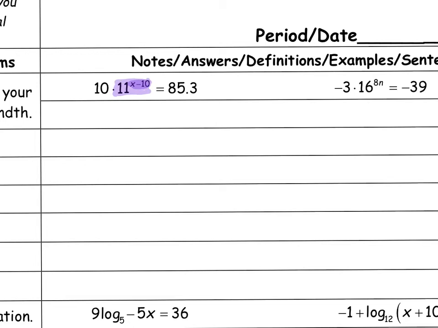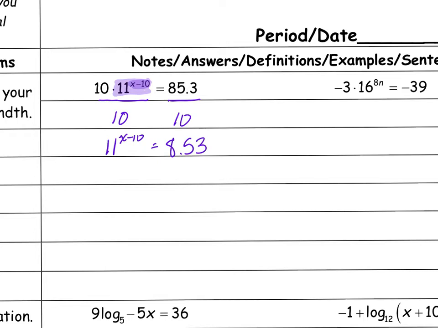So how do I get that by itself? Well, it says 10 times that, so I'm going to divide by 10. And I get left with 11 to the x minus 10 equals 8.53. And I went ahead and divided that because it's already a decimal, so it's okay that I have a decimal. And when I divide by 10, it's not going to give me some unending, non-repeating decimal, so it just gives me a nice 8.53. That's why I went ahead and divided it instead of leaving it as a fraction.